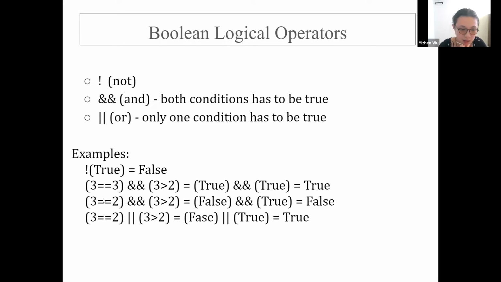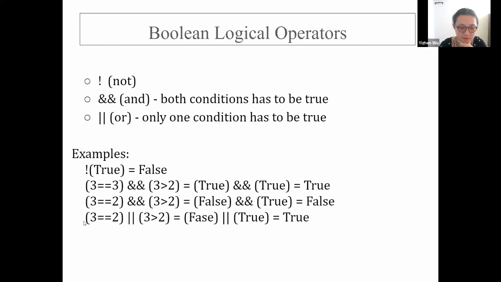This one is similar, except the first statement is false. 3 is not equal to 2, right? So it's false and true, which equals false. Remember we said earlier that for and, both conditions have to be true. But here, the left side is false, so the statement outputs false.